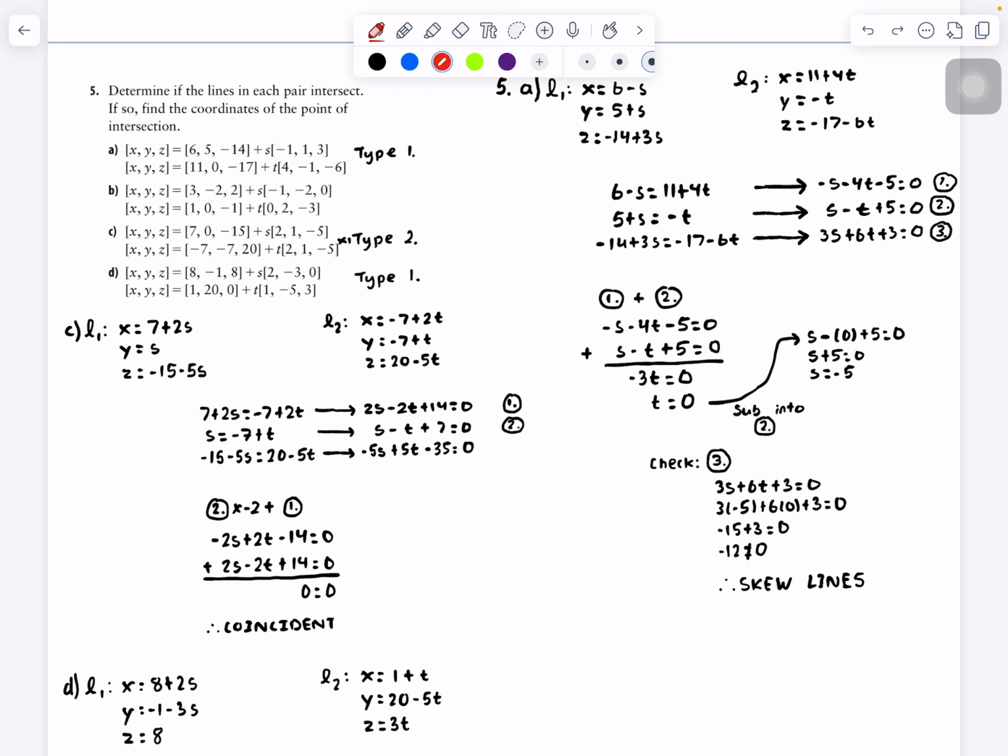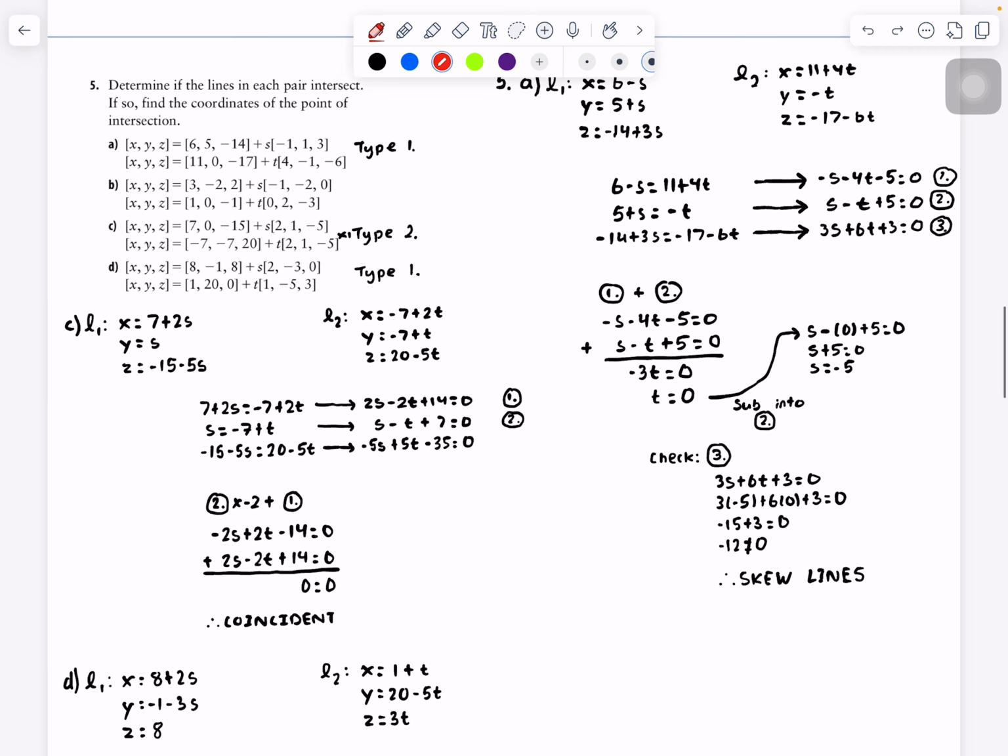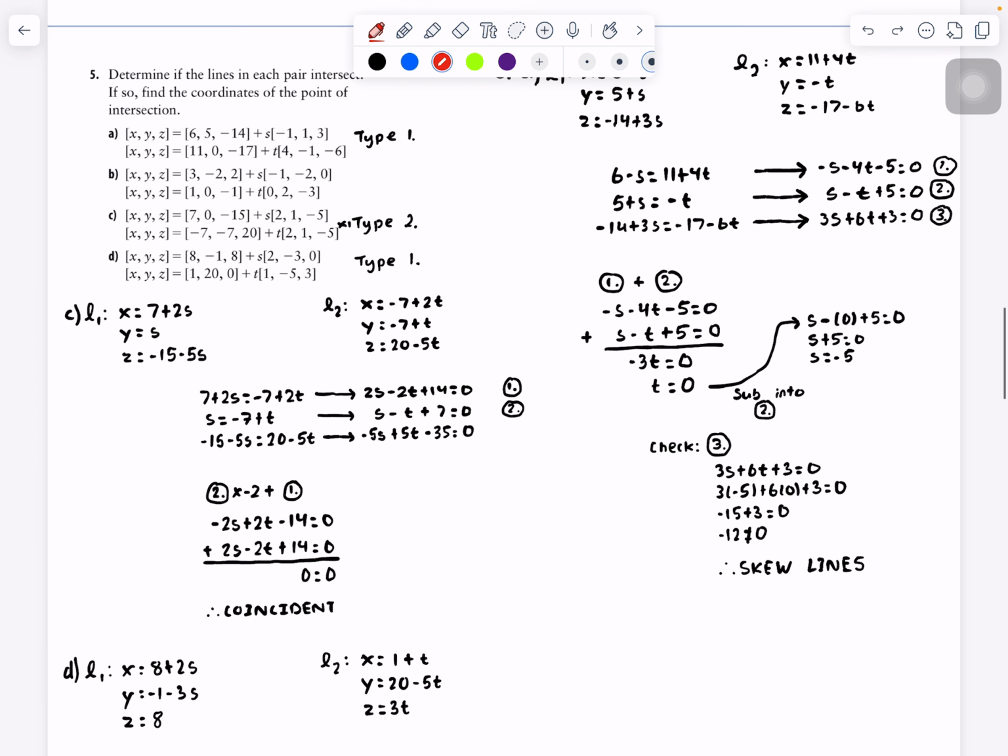And then when I do that, I get negative 12 equals 0. I wrote not equals, obviously, but the equal sign should just be equals. So this is a mathematically false statement, and we knew it was of type 1, meaning the lines had to be skew. These are skew lines. Okay? If you got a mathematically correct statement, we know there's a point of intersection, and we're dealing with case 1. Okay, so these lines are skewed, 5A.